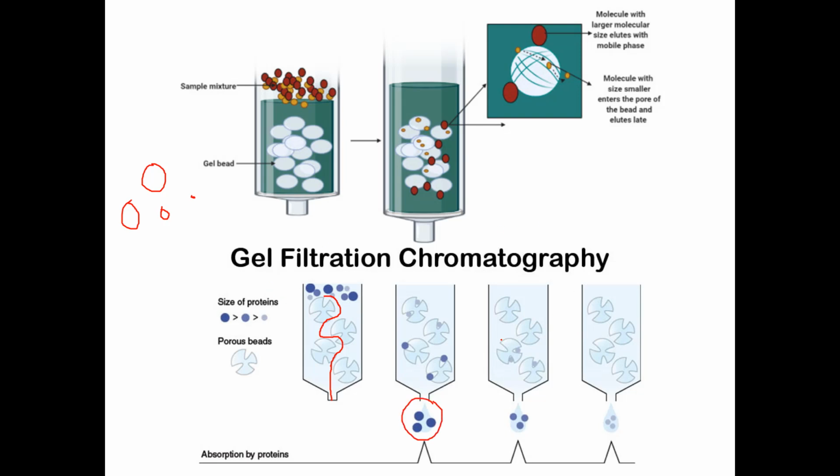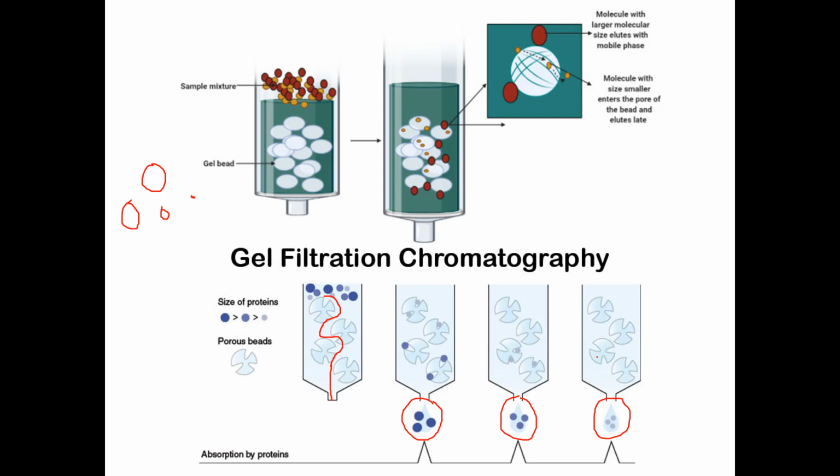Then we have the medium-sized proteins, which are somewhat retarded by the pores, and then they will elute after some time, after the bigger protein has eluted. And the last proteins to be eluted are the smallest proteins, because their movement is retarded the maximum as they get trapped inside the pores of the gel beads, and so they come out last. So in gel filtration chromatography, the protein which has the highest molecular weight will elute the fastest, then the medium, and the protein with the lowest molecular weight will elute last.